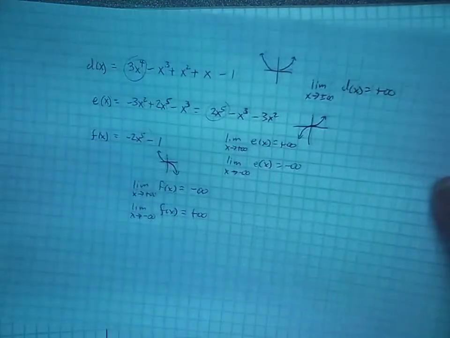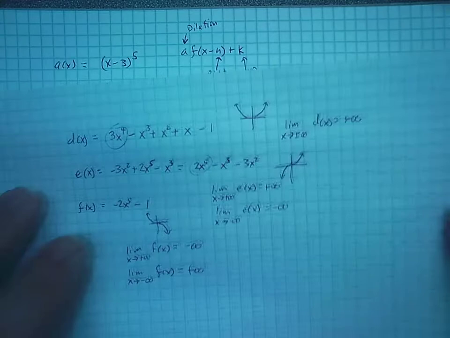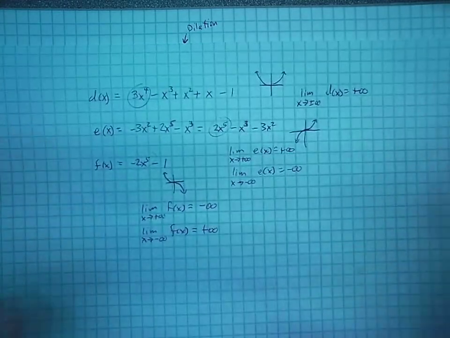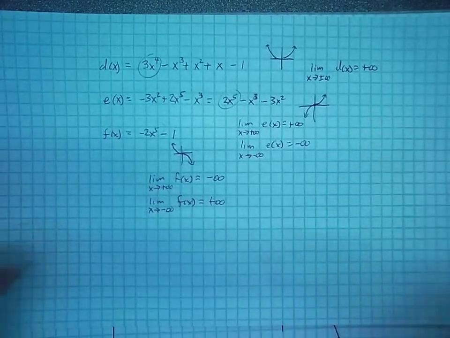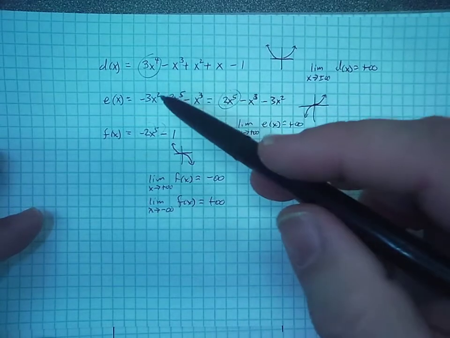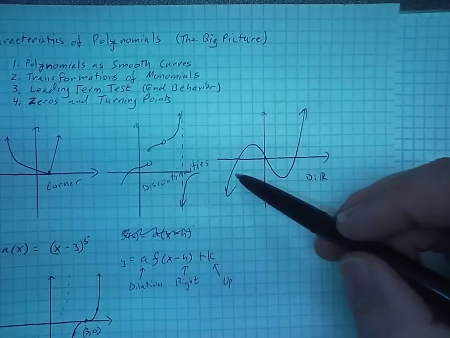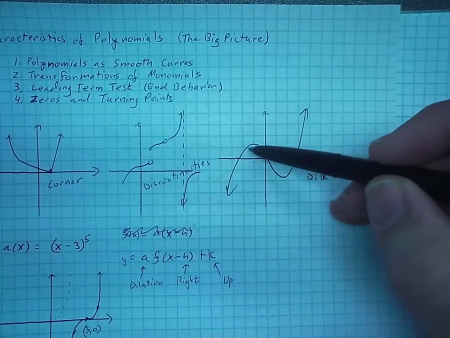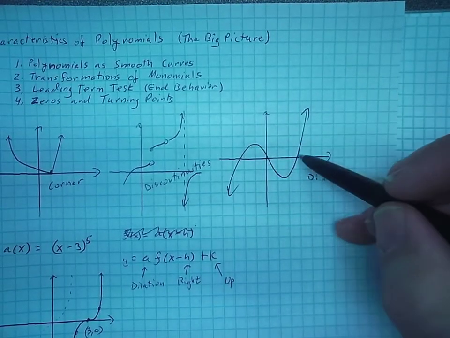That's the leading term test, which leaves me with only one thing left to talk about, zeros and turning points. Actually finding zeros, as I said, is not something we're going to do right now, but I am going to talk about how many. As polynomials increase in degree, they can turn and wiggle a lot more. A turning point on a polynomial is where it's been going in one direction, and it's going to make a change and switch from increasing to decreasing or from decreasing to increasing.